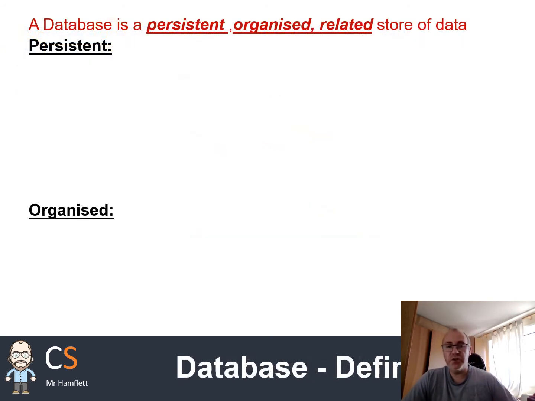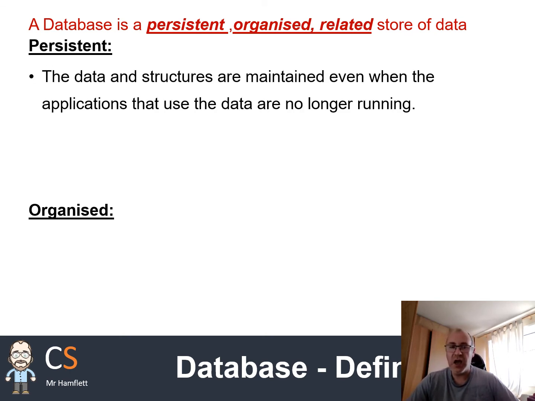So some of the definitions. A database is a persistent, organized and related store of data. The word persistent basically means that the data is stored. So you can imagine if I had a database that wasn't persistent and I switched the computer off, or there was a power cut or whatever, and all the database was lost.